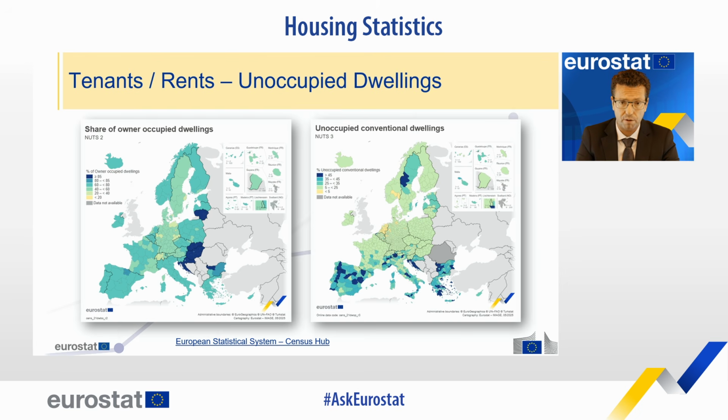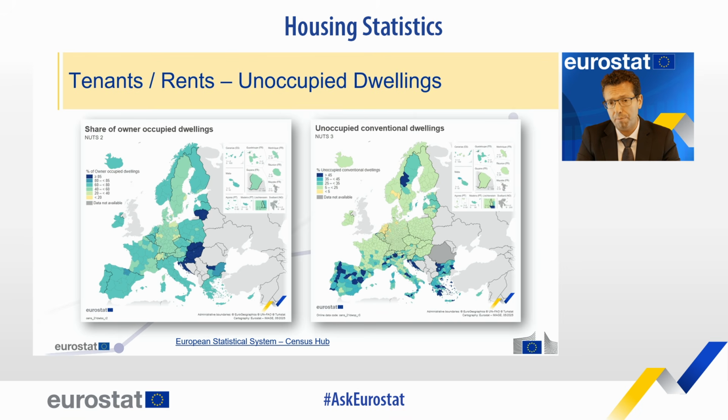And we can observe, for example, that in Eastern countries, in Romania, in Bulgaria, the share of persons living in their own house is very high, typically higher than 85%. And this contrasts with other countries, Netherlands, Germany, where the share of persons renting is much higher.